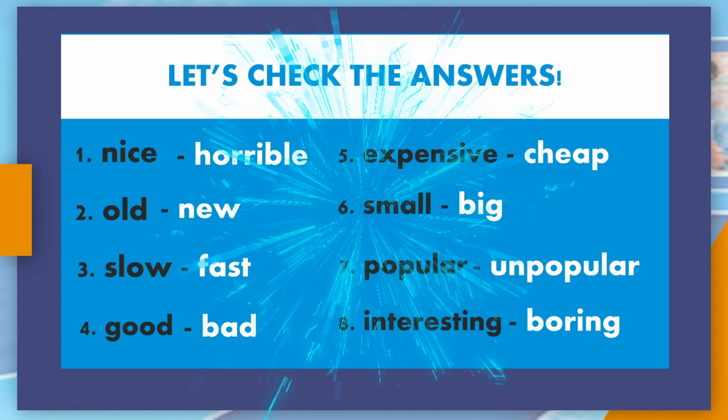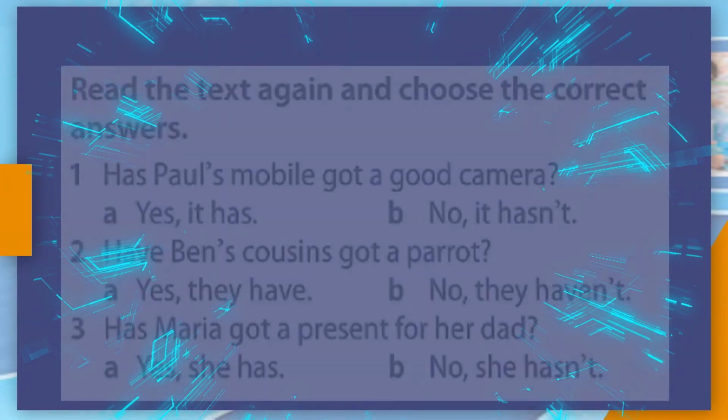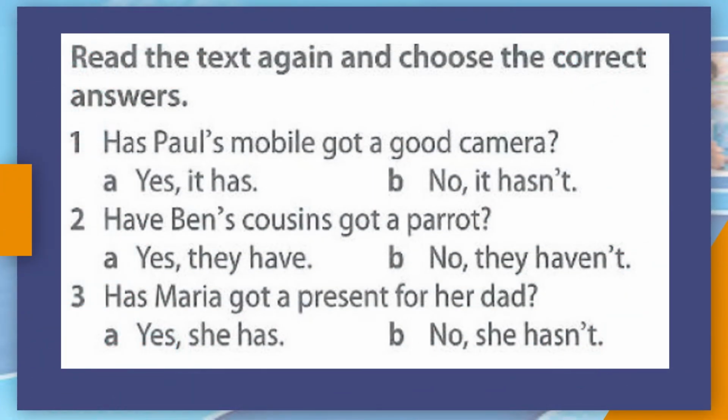Next, read the text again and choose the correct answers. Number 1, has Paul's mobile got a good camera? A. Yes, it has. B. No, it hasn't. So I'm going to show you an example only for number 1. For number 2 and number 3, you're going to answer it by yourself.